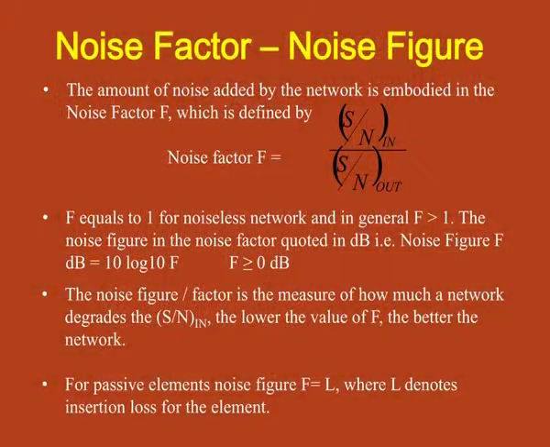Now, this is denoted by F, and if F is equal to 1, then it means that the network is noiseless, and if the network is introducing a lot of additional noise, then the value of F will be much higher as compared to 1. For passive elements, the noise figure is equal to the loss caused by the passive element.